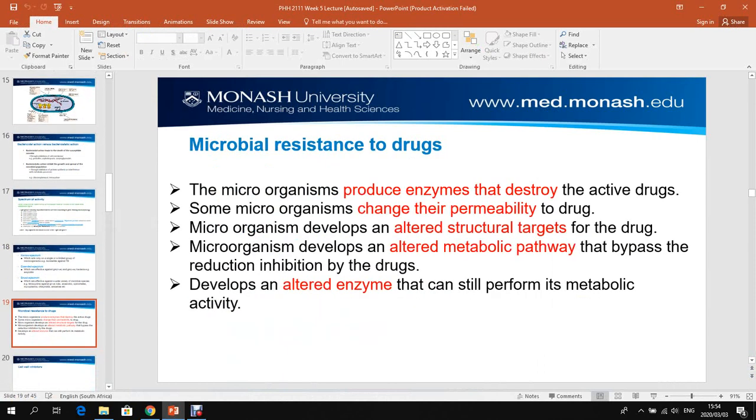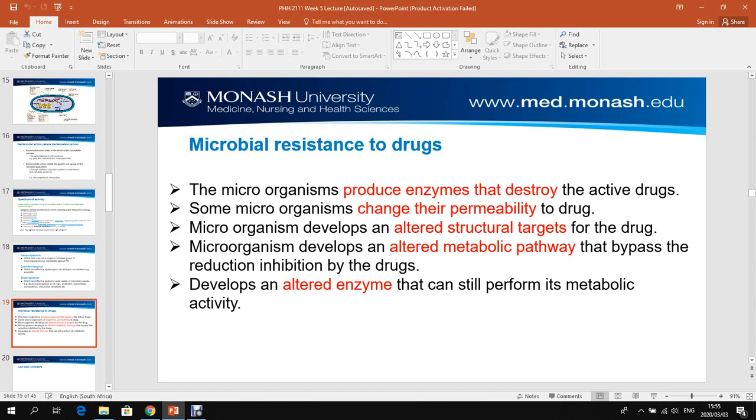Now let's look at microbial resistance of drugs. It's a very important concept in the sense that if not properly managed, administered, drugs can develop resistance to microorganisms. And as you know, when microorganisms develop drug resistance, what it means is that they cannot be controlled by any drugs. And that will lead to vicious infections and may lead to death of individuals.